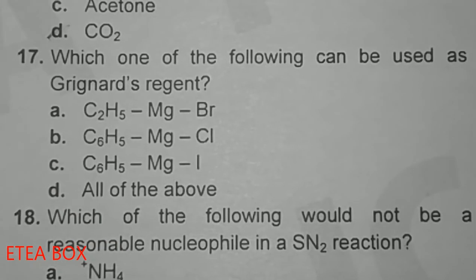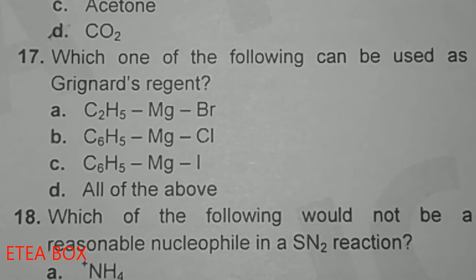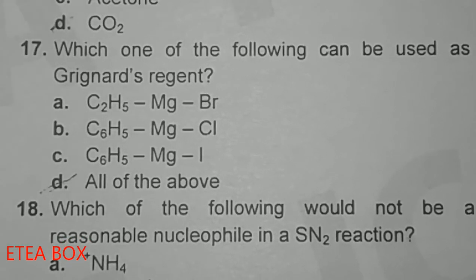17. Which one of the following can be used as Grignard reagent? So look at here, the first one is RMgX and the second and the third one are the benzene group attached with magnesium and chlorine, okay, so they all can be used as a Grignard reagent, because in Grignard reagent either an alkyl group is attached or a benzene group is attached, they will act as Grignard reagent.